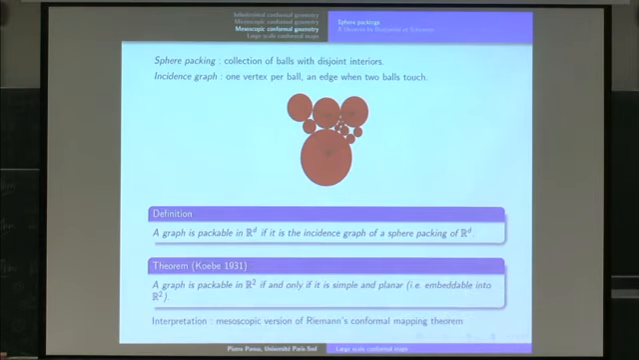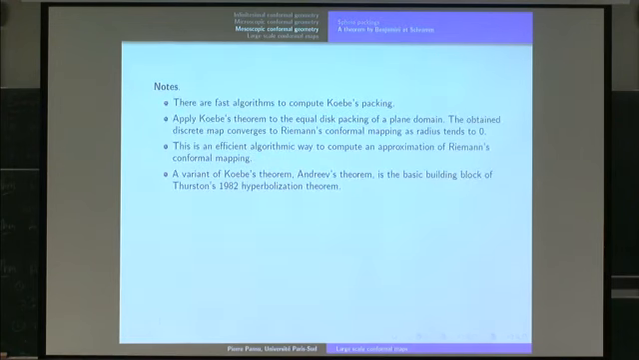So there is a beautiful theorem about circle packings in the plane that says that every graph which can be embedded in the plane, a planar graph, is packable in the plane. That's an amazing theorem which I imagine as a variant and some avatar of Riemann's conformal mapping theorem. Let me argue this point of view.